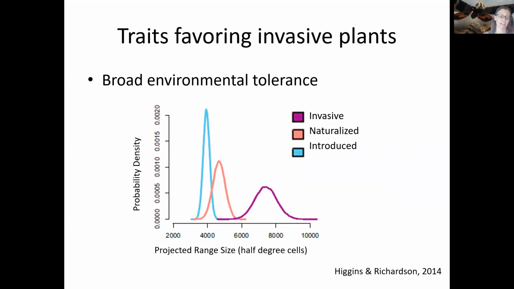Projected range size basically means, based on this model of all of the distribution data that we have for that species, how broad is the native range of that invasive species. And you can see that as you have a broader native range, you are more likely to be naturalized and more likely to be invasive. So if you tolerate a lot of environments and you get introduced someplace, the odds are you might end up in a place that works well for you.